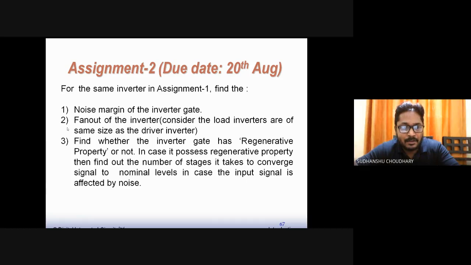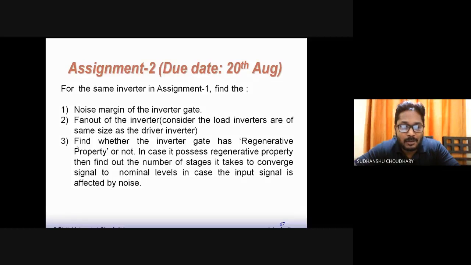The second point is that you also have to find out the fan out of the inverter. How will you find the fan out? You will have to apply your own brain. You find the fan out by considering that the load inverters are of the same size as the driver inverter. So apply some mind. Try to increase the number of loads, the same inverters of the same size as the driver inverter, and then find out the fan out of the inverter.